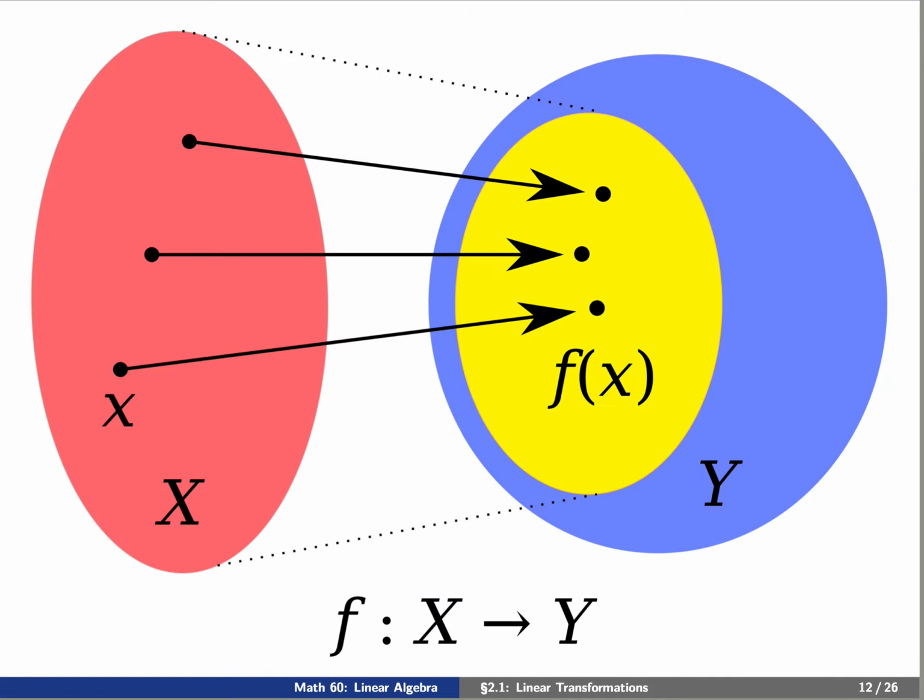We can put all of this together in the following diagram. The red that you see over on the left is our domain, and the blue that you see over on the right is our codomain. The yellow that you see on the right is the image of our function f. The arrows here going from lowercase x to lowercase f of x tell us what's happening with the individual elements.